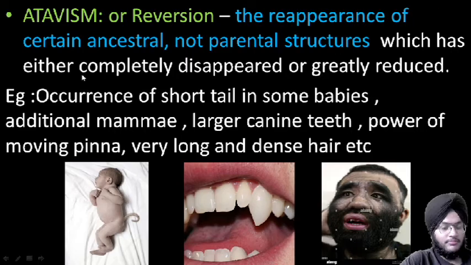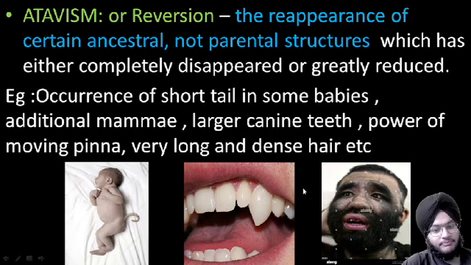Let us talk about atavism or reversion. This is the reappearance of certain ancestral structures which have either completely disappeared or been greatly reduced. The occurrence of short tail in babies, additional mammae, large canine teeth, power of moving the pinna, and very long and dense hair are examples of atavism.